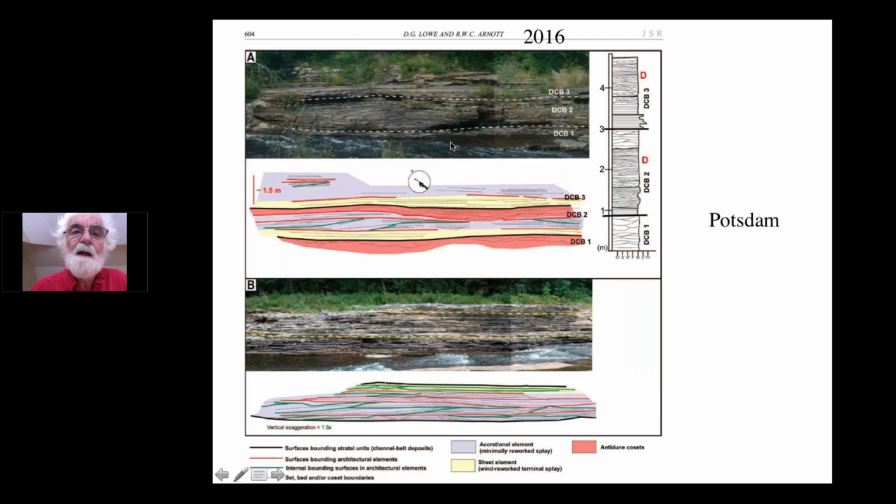Similar situation here, recently described in Journal of Sedimentary Research by Lowe and Arnott from the Potsdam, which I thought might be appropriate for you Cambrian guys. Stacks of upper flow regime material separated by lower flow regime cross-stratified, planar cross-stratified material, and some laminated sheet elements, which they're interpreting as wind reworked terminal splays, which is a possibility.